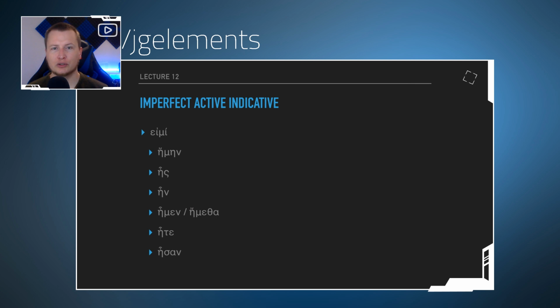Now, one thing you'll need to learn and memorize is Eimi. In the imperfect active indicative, it's emin, is, in, emen, or emetha, ite, or isan. Okay, this is the imperfect active indicative of Eimi. I would suggest creating vocab cards for these. That's up to you, however you want to go about it. But do something to memorize this. This is important.